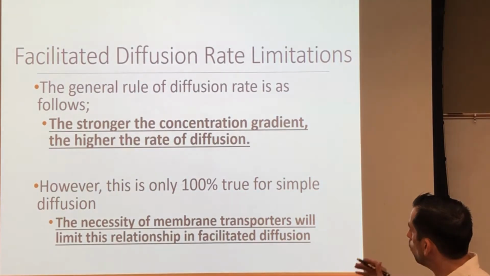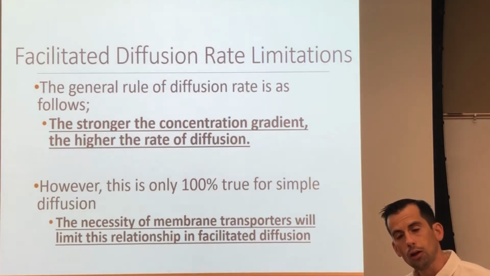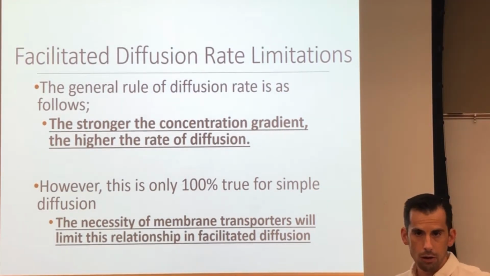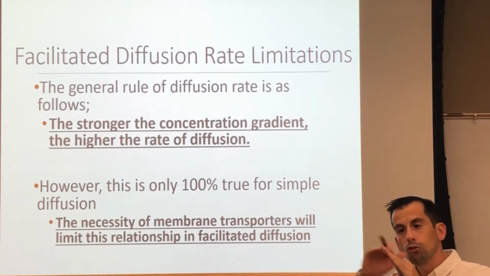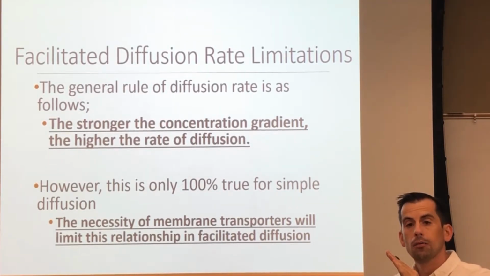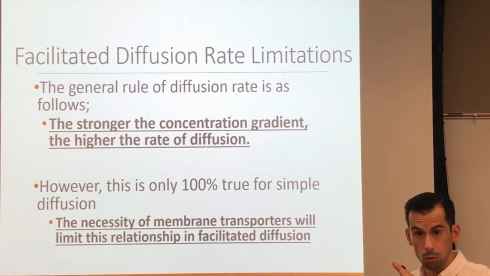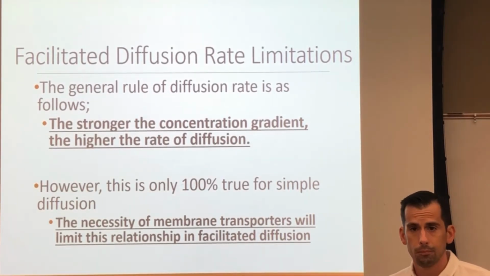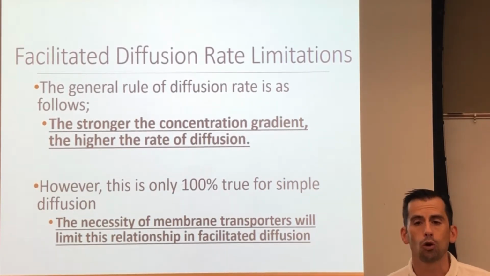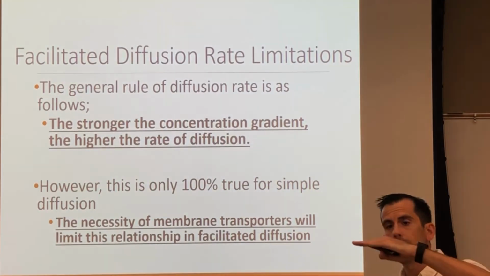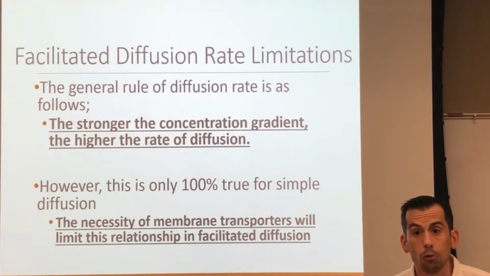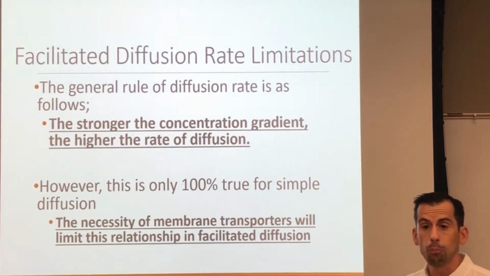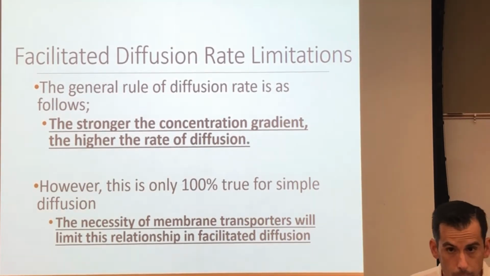So once we see that trend of the stronger the concentration gradient, the higher the rate of transport, once we get to the point where we've saturated those protein transporters, or they're already functioning as quickly as they can work, at that point a stronger concentration gradient doesn't mean we get a quicker rate of transport. We'll level off and plateau, and that's as fast as we can move things across at that point, in spite of the concentration gradient trying to push it any faster.